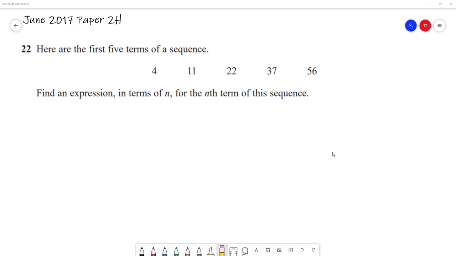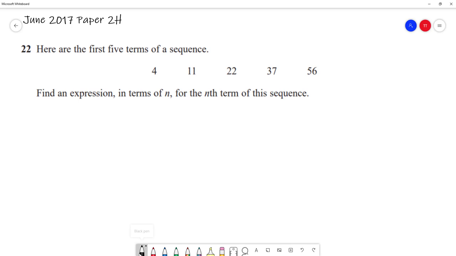In this video, we're going to look at quadratic sequences. So if we take an example like this, it says, here are the first 5 terms of a sequence: 4, 11, 22, 37, and 56. And we want to find the nth term of this quadratic sequence. So we do the following.